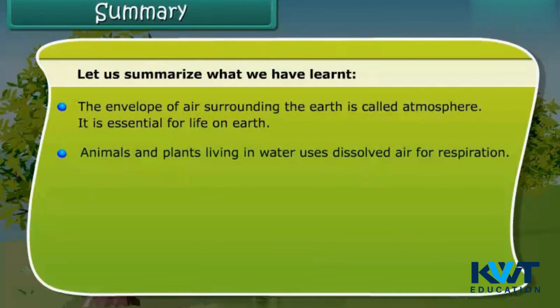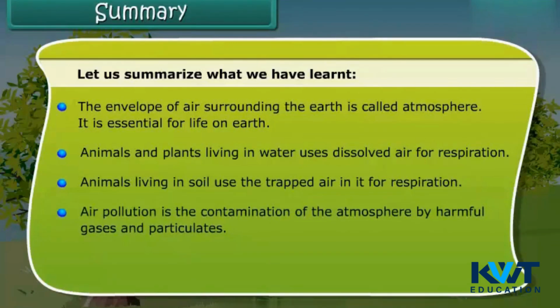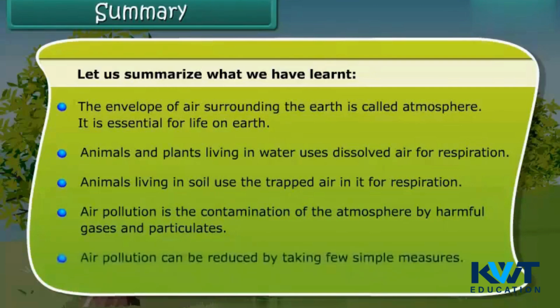Animals and plants living in water use dissolved air for respiration. Animals living in soil use the trapped air in it for respiration. Air pollution is the contamination of the atmosphere by harmful gases and particulates. Air pollution can be reduced by taking a few simple measures.